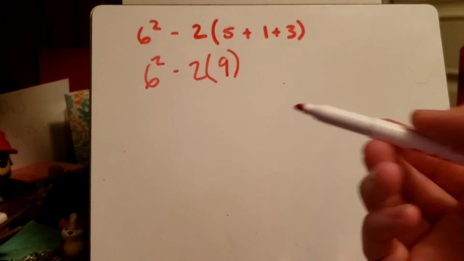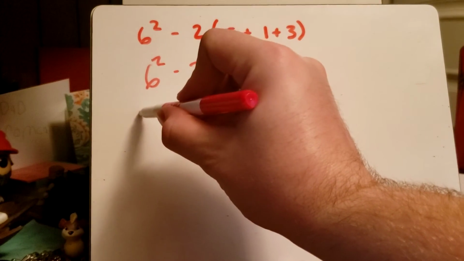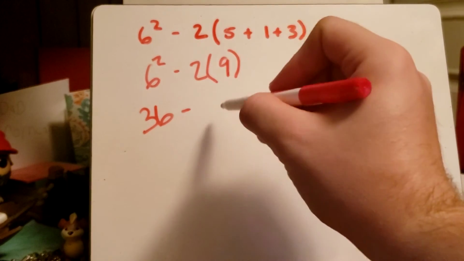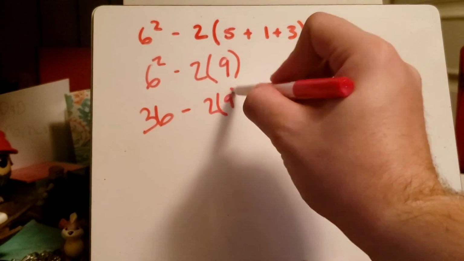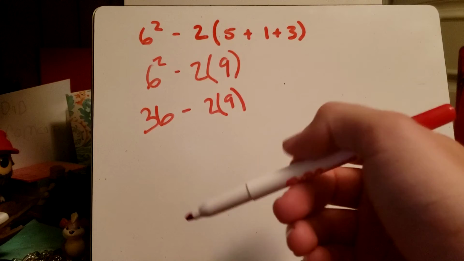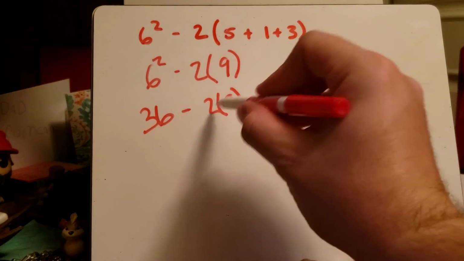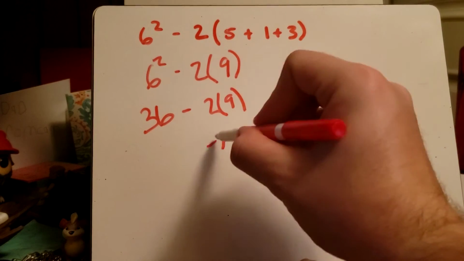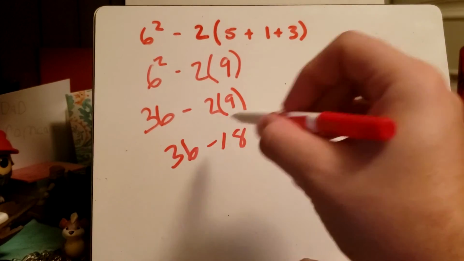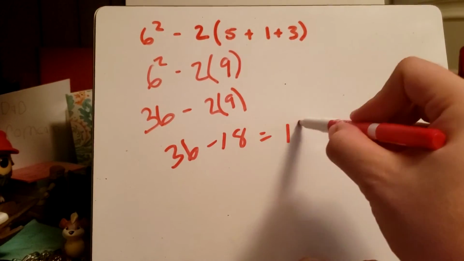Now we've got exponents. That's this over here. So we've got 6 squared is 36 minus 2 times 9. Now we multiply. We don't subtract first. We have to multiply. 2 times 9 is 18. And 36 minus 18 is 18.